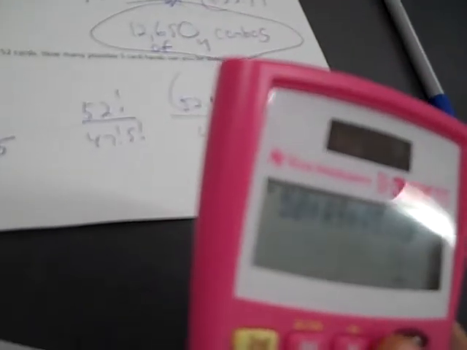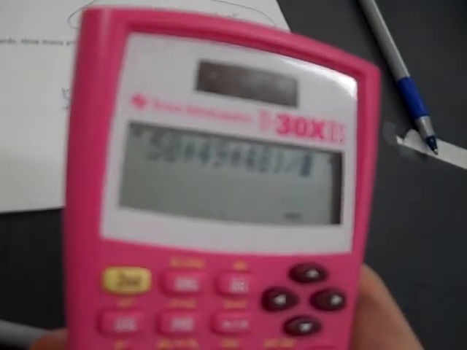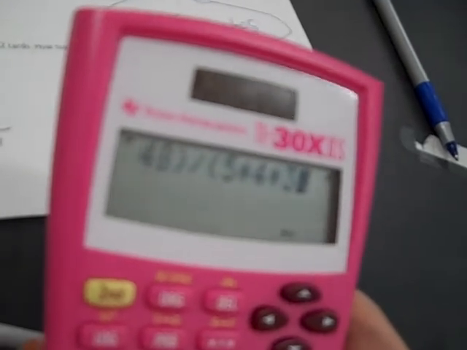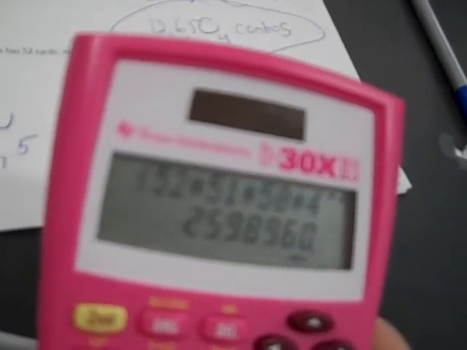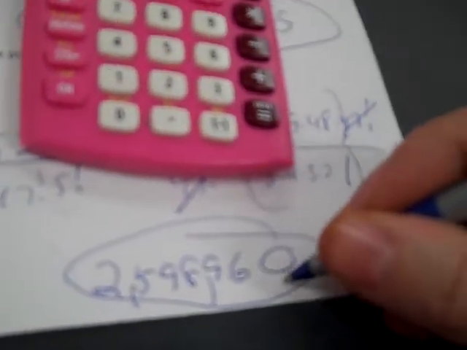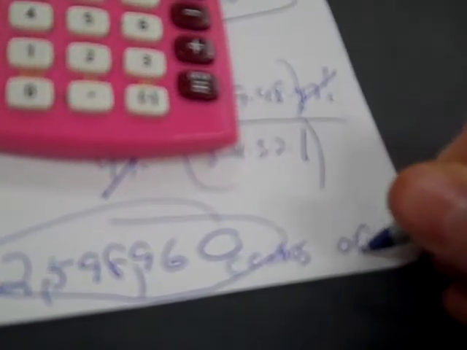Okay, so 52 times 51 times 50 times 49 times 48, close it, divided by 5, 4, 3, 2, 1. Now, you need to remember this number for the next part of the video. That's how many different hands you can be dealt. Combos of 5.